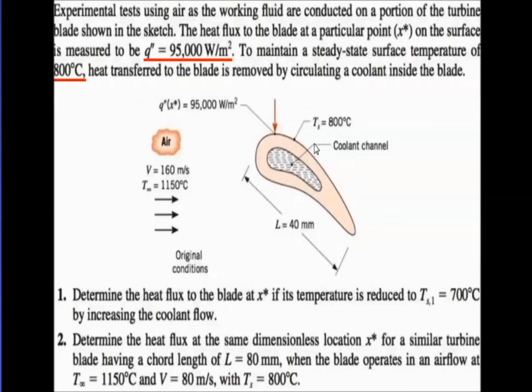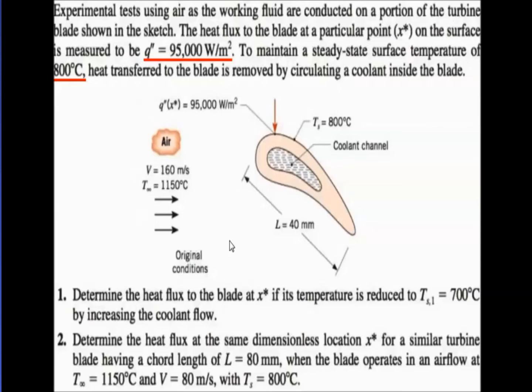Let's take a little bit closer look at our diagram here. So we can see there's our coolant channel. We have our surface temperature of 800 degrees C. We have our length here of L equal to 40 millimeters. We have our heat flux of 95,000 watts per meter squared. We have our ambient temperature over here for air, so T sub infinity is equal to 1,150 degrees Celsius. Velocity is given to us as 160 meters per second. And these are our original conditions.